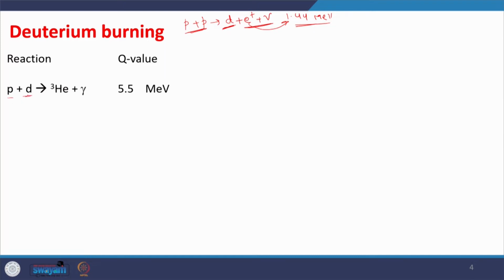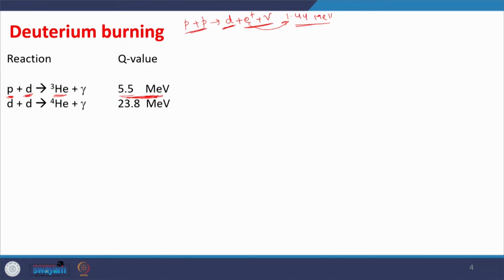The reaction which is well known as part of PP chain, that is whatever deuterium is produced will interact with another proton to produce helium-3 and gamma ray. The Q value is about 5.5 MeV. What does it mean, my dear? If you measure this reaction proton and deuterium, then you can detect gamma rays. The gamma ray energy will be around 5.5 MeV, okay.